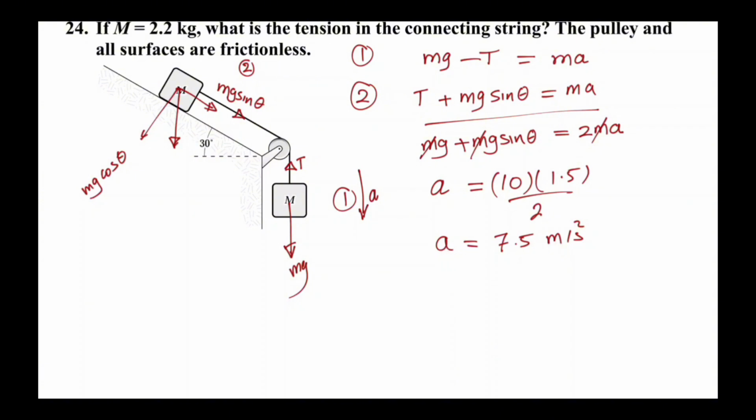Now let's substitute this acceleration back in one of these two equations. You will get mg minus tension equals ma, and tension in this case equals mg minus ma. You substitute the numbers, you will get 22 minus 16.5, so tension in this case equals 5.5 newtons.